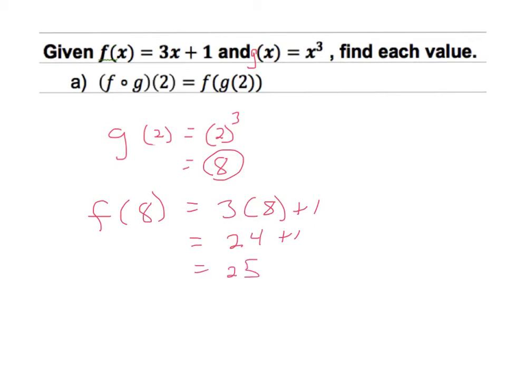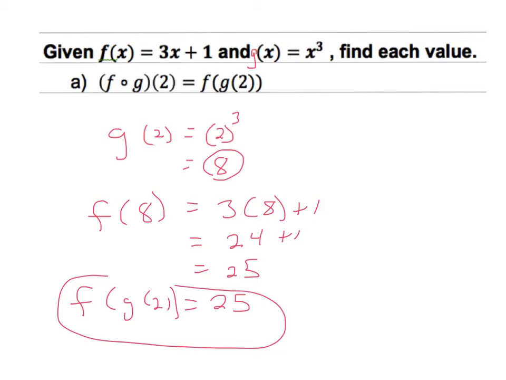Now what does that mean? Well, that means that f of g of x, oops, I better not put x, I need to put a 2 right there, is equal to 25. And that's all there is to the composition of these two functions for the value of 2.